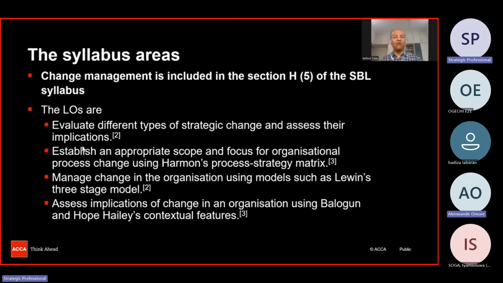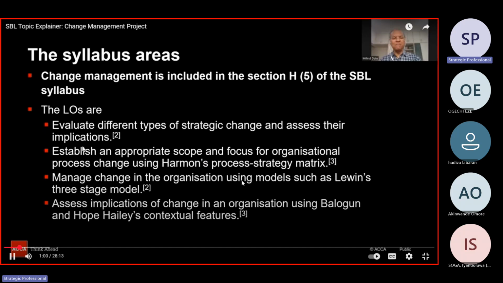Section H of the syllabus talks about change management primarily, but please remember, it has connections with other parts of the syllabus too: Section A, leadership and culture; Section B, governance; Section C, strategy; and Section E, technology. These are very closely connected with change management, because everywhere in these areas you will see changes happening, either driven by external factors or internally decided by organizations.